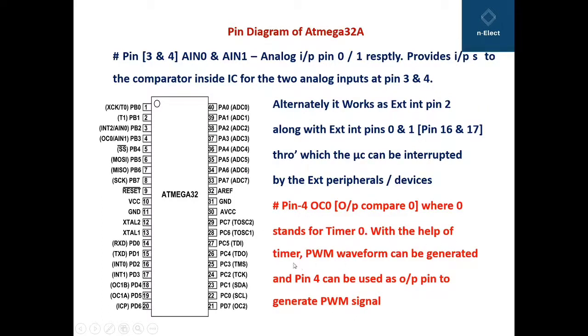Then pin number 4, that is OC0, which is output compare 0, where 0 stands for timer 0 actually. With the help of the timer, PWM, that is pulse width modulated waveform, can be generated, and pin 4 can be used as output pin to generate pulse width modulated signal.